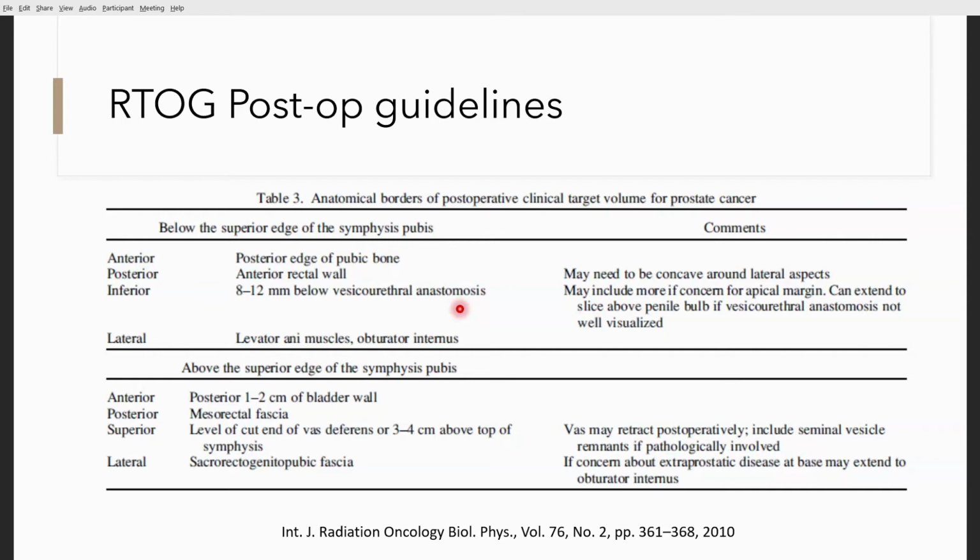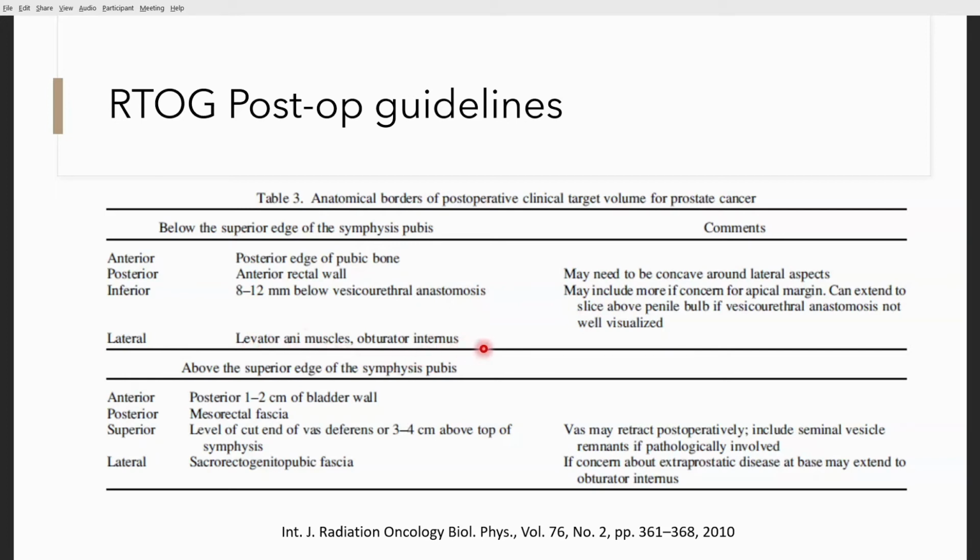Laterally, we go up to the levator ani muscles and the obturator internus. We just saw those two structures in the previous contouring. Now, above the superior edge of the symphysis pubis, the anterior margin is the posterior 1 to 2 centimeters of the bladder wall. Posteriorly, you go up to the mesorectal fascia. Superiorly, at the level of the cut end of the vas deferens, or 3 to 4 centimeters above the top of the symphysis pubis. And laterally, you go up to the sacrorectogenitopubic fascia. So basically go up to the fascia.